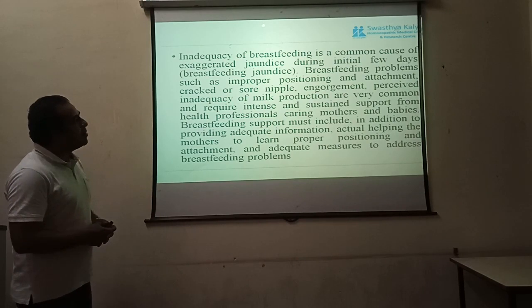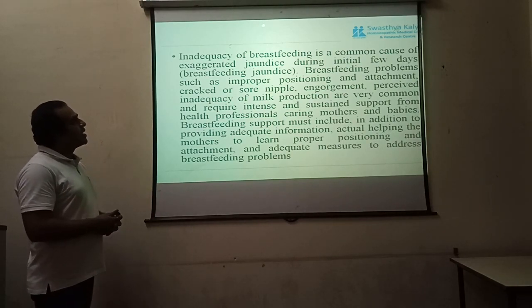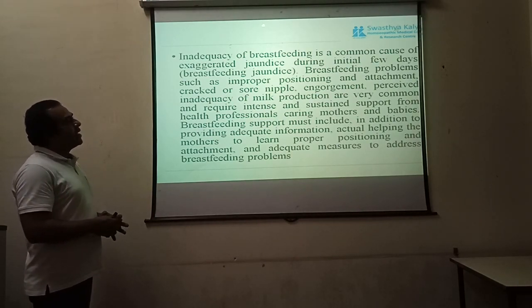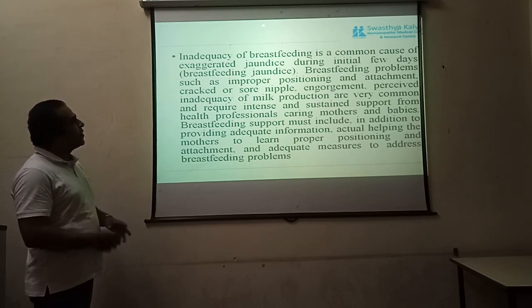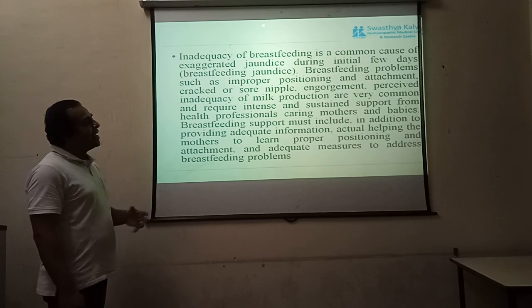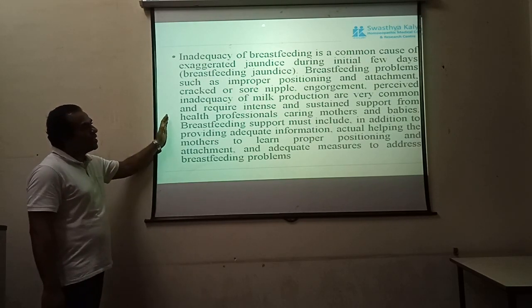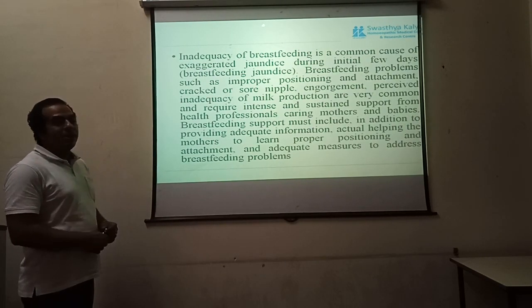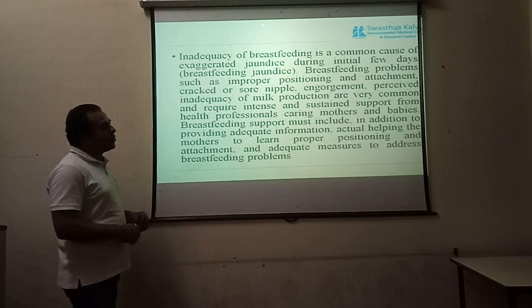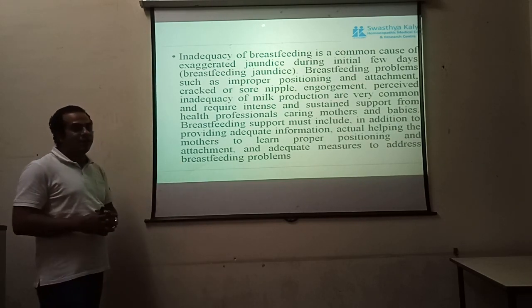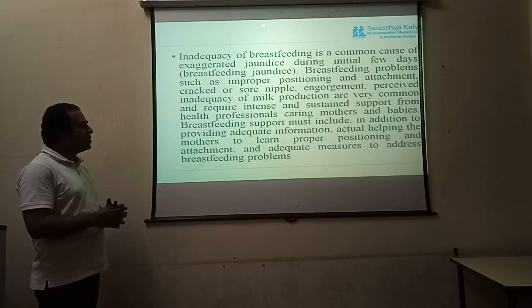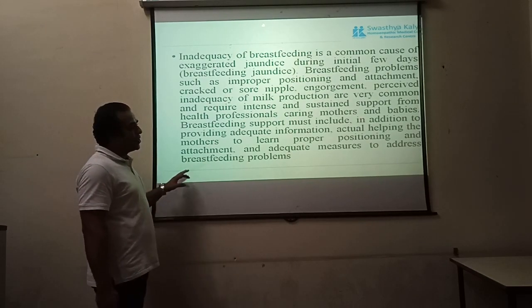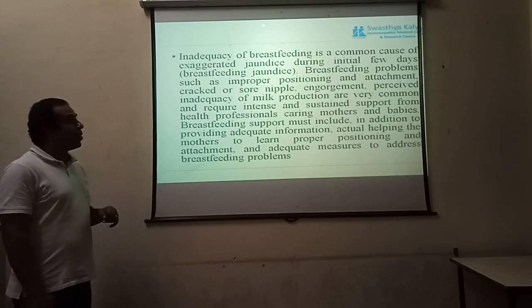Breastfeeding problems such as improper positioning and attachment, cracked or sore nipples, engorgement, and perceived inadequate milk production are very common and require intense and sustained support from health professionals caring for mothers and babies. Breastfeeding support must include, in addition to providing adequate information, actually helping the mothers to learn proper position and attachment and adequate measures to address the breastfeeding problems.